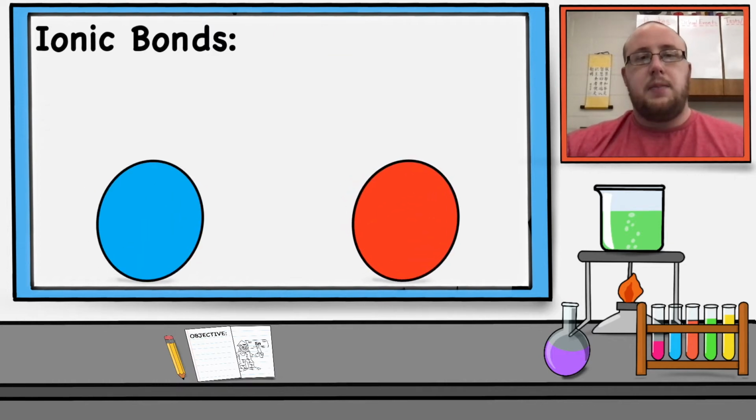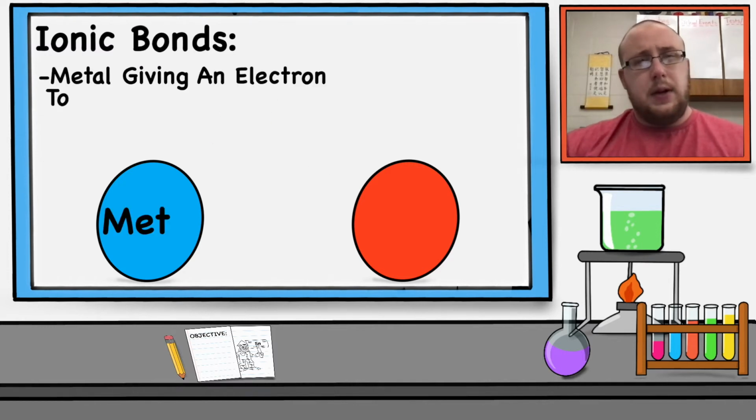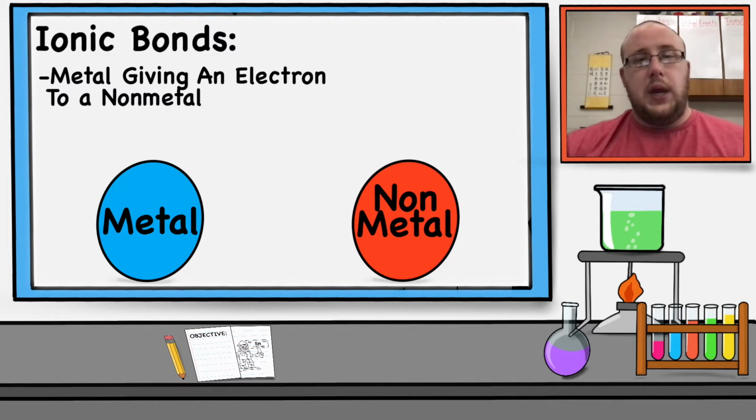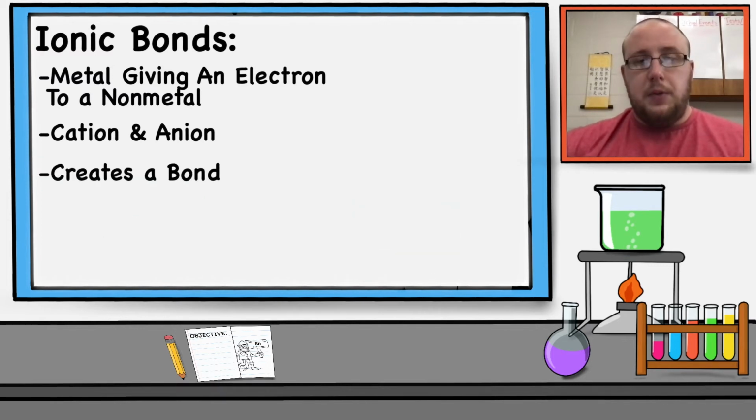What happens in ionic bonds is that one atom that wants to get rid of some of its valence electrons to fulfill its octet rule releases one or multiple electrons to another atom that wants to gain one or multiple electrons to fulfill its octet rule. This is typically a metal giving up an electron to a nonmetal. This results in a cation and an anion, a positively charged particle and a negatively charged particle, and thus creates a bond between them that's attracted by charges.